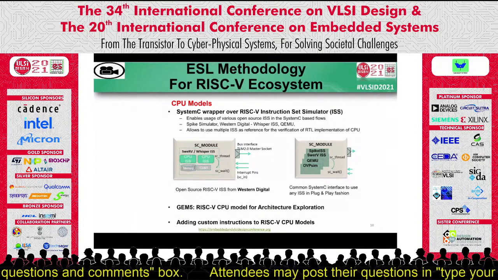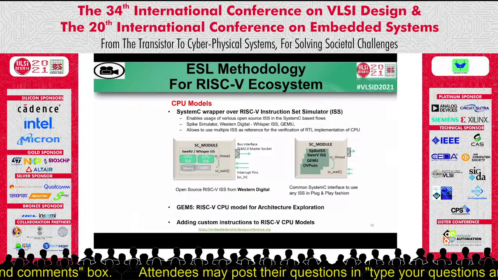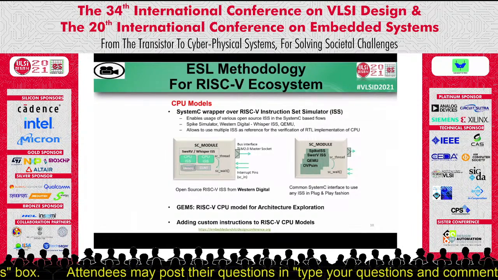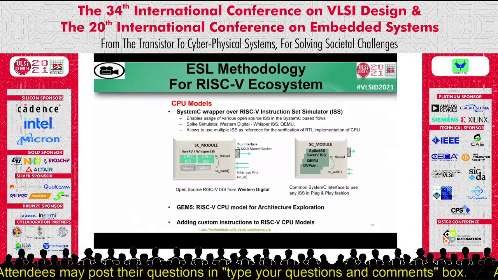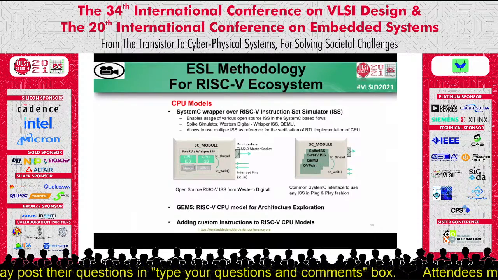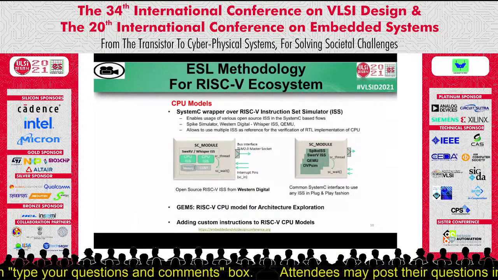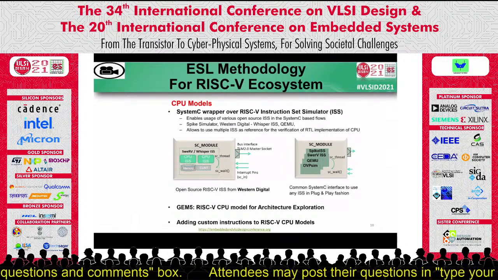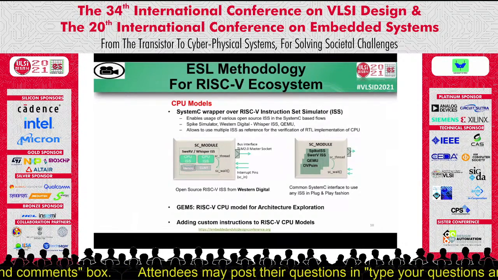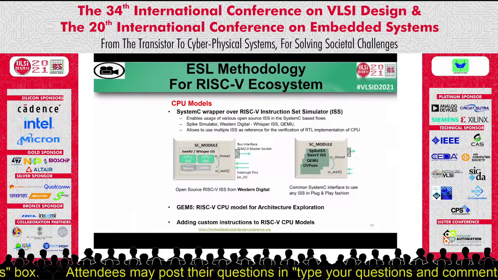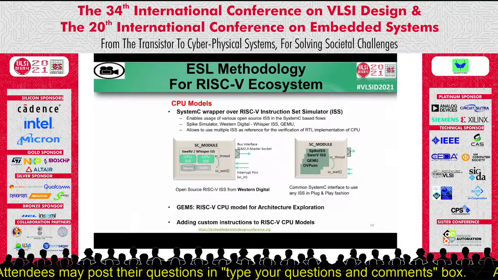There is also a commercial CPU model available from Imperas, which is OVPsim. That can also be integrated with SystemC. For architecture exploration, there are CPU models available in gem5, which has a very basic RISC-V model available that can be further enhanced as per the requirement.